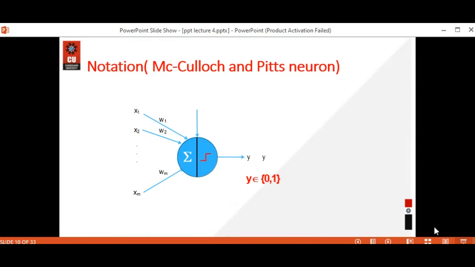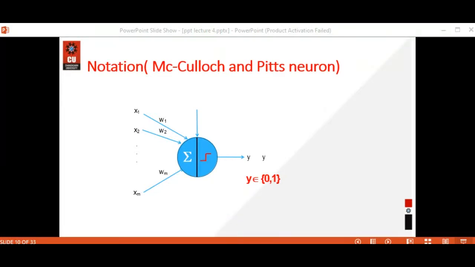Fine. So is it clear till this point? Yes, all of you? Is it clear with this diagram? Any? Okay, so I'll be using this diagram for reference. This will be my basic reference diagram I'll be using to design my MP neuron.